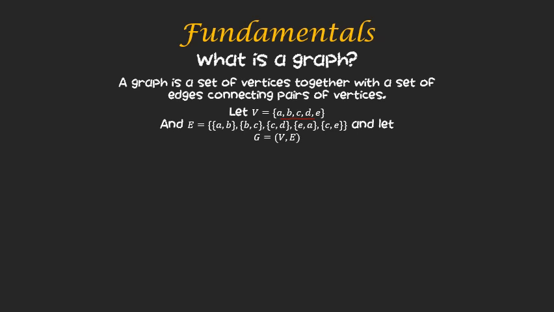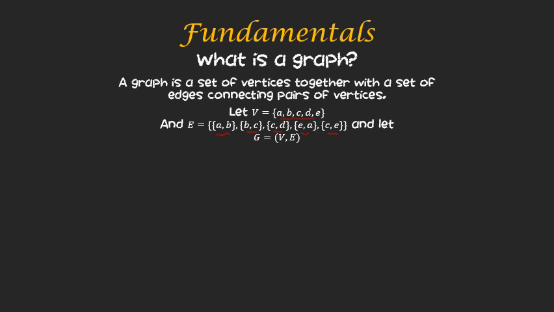So our vertex set is A, B, C, D, and E here. And then our edge set: edges are unordered pairs of vertices, in the case of a simple graph that we're dealing with here. So this is telling me that A and B are connected, B and C are connected, C and D are connected, E and A are connected, and C and E are connected. Notice these are unordered pairs. So saying A and B are connected is the same thing as saying B and A are connected. I don't need to list that twice.